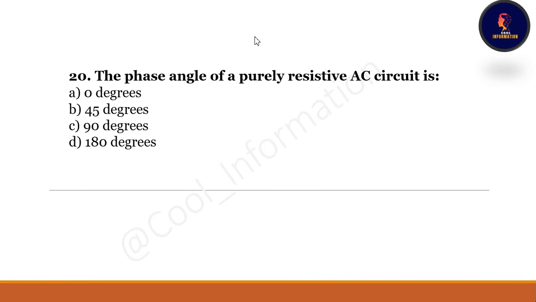And the last question. The phase angle of a purely resistive AC circuit is 0 degrees, 45 degrees, 90 degrees or 180 degrees. The correct option is 0 degrees.